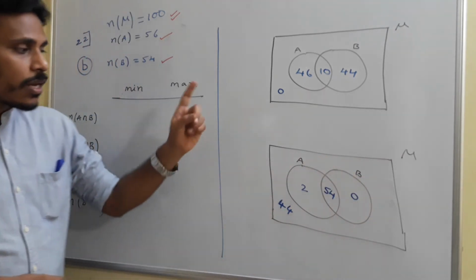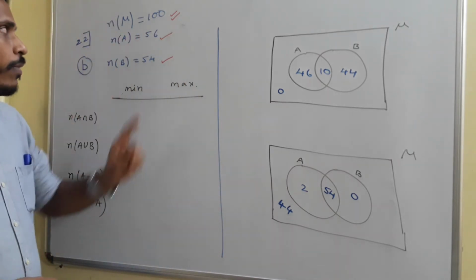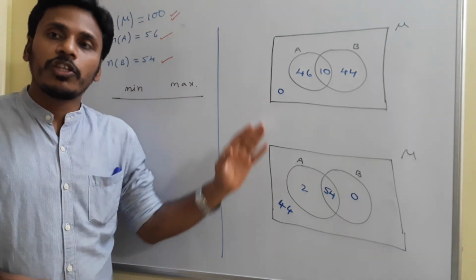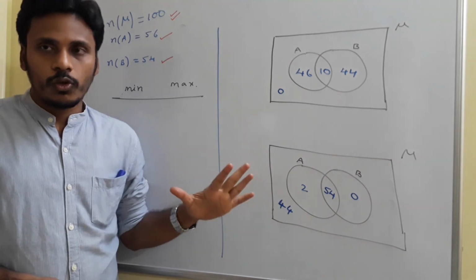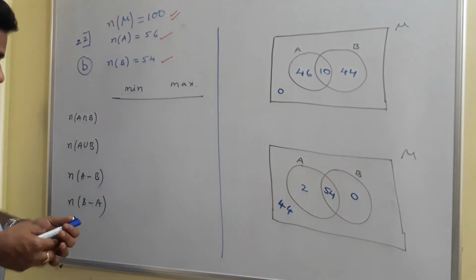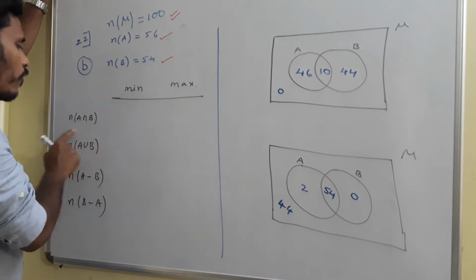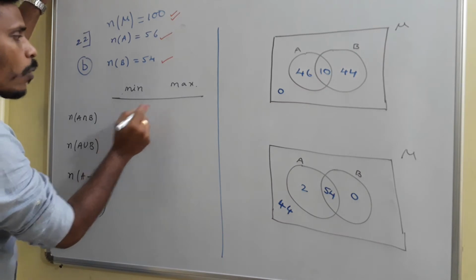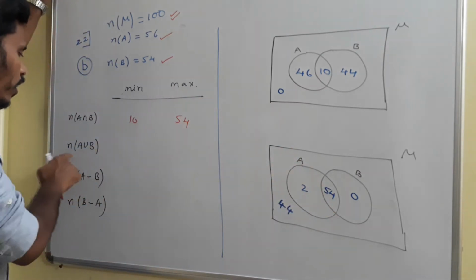Just think about it. Now these two are the extreme Venn diagrams for this problem, where n of mu, n of A and n of B are given. So by observing these two, by taking values from these two, we need to answer these questions. Now again, once think about it. If they ask you to find the minimum and maximum value of n of A intersection B, the minimum value is how much? 10. What is the maximum value? 54.